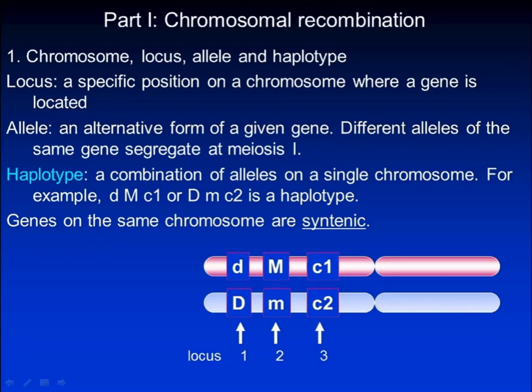Haplotype is a combination of alleles on a single chromosome. For example, capital D, capital M, C1 is one haplotype, and capital D and C2 is another haplotype. Genes on the same chromosome are syntenic.